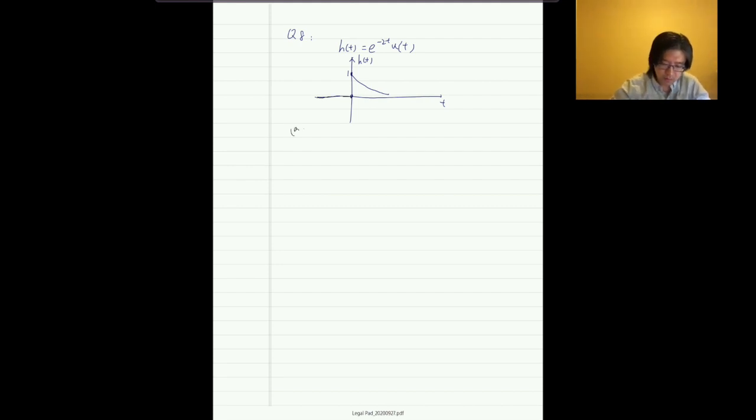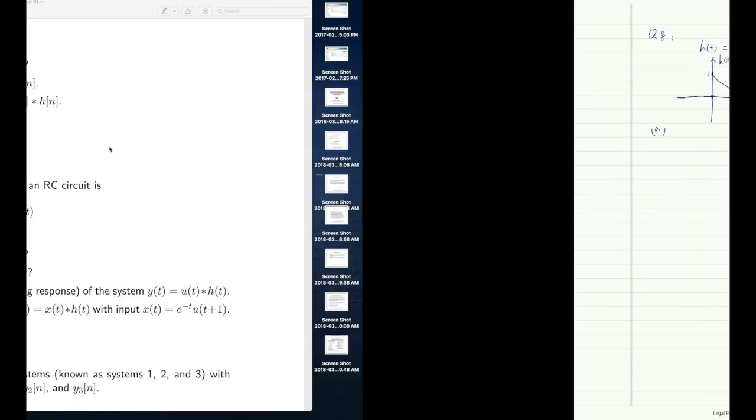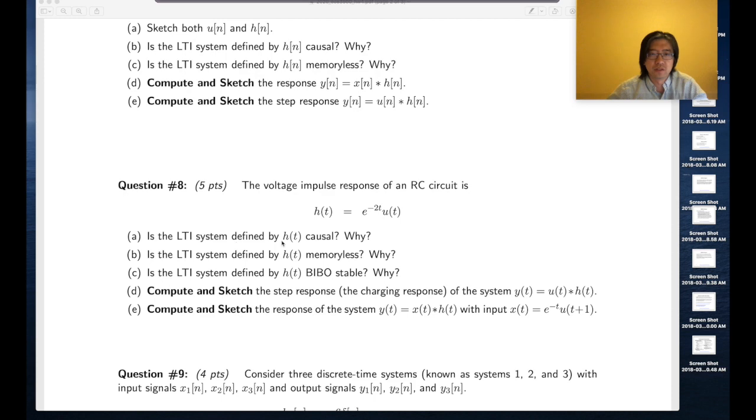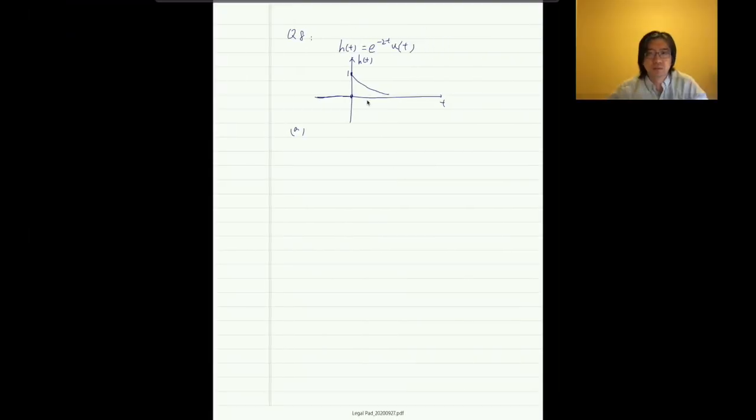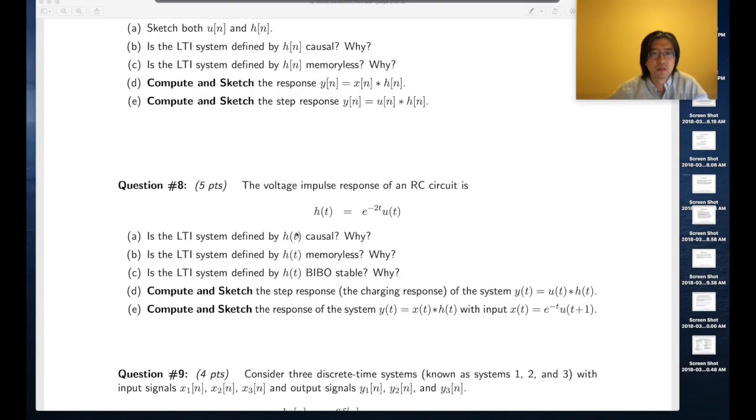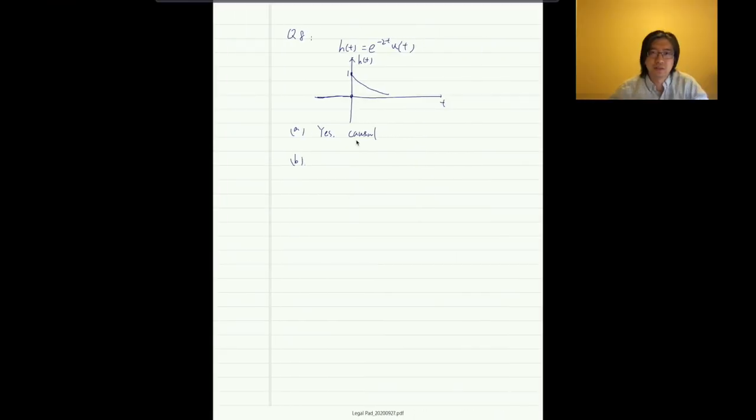Now let's see part A. In part A, we need to see whether the system is causal or not. Clearly, from this picture and from the definition of a causal system, we can see that yes, it is causal because h(t) is zero when t is less than zero, right? So let's see part B. For part B, we're going to decide whether the system is memoryless or not. Clearly, we can see that h(t) is not a constant multiplied by a delta function, therefore it's not memoryless, right? Let's see part C.